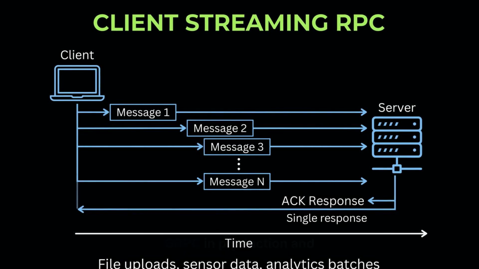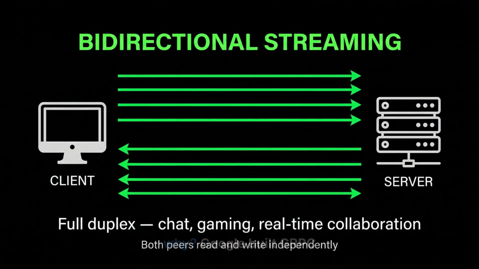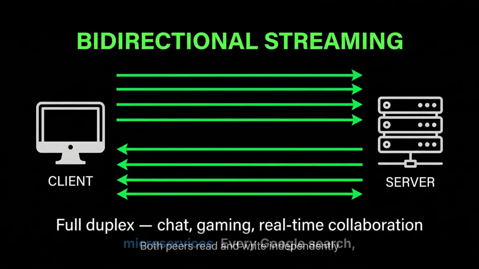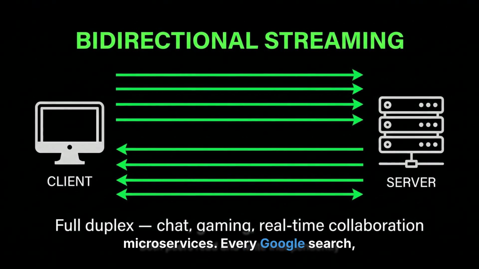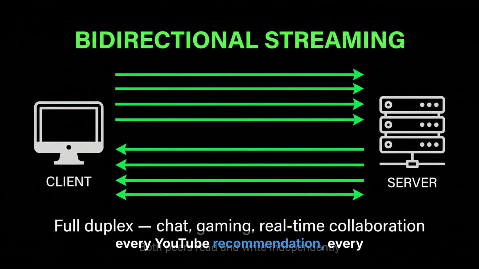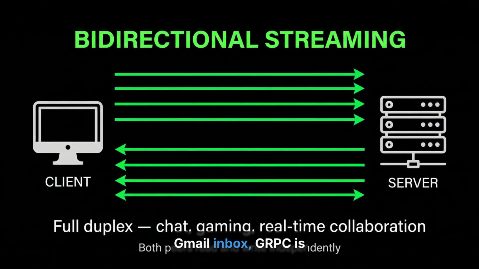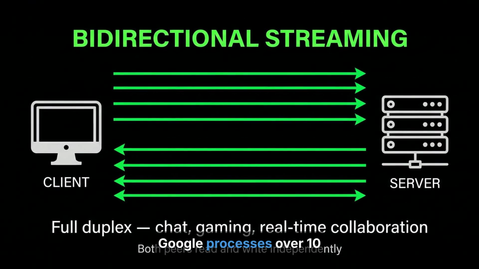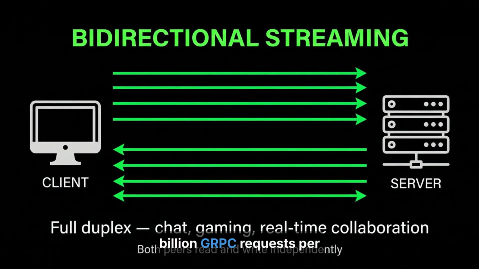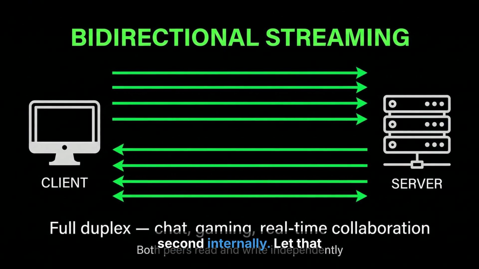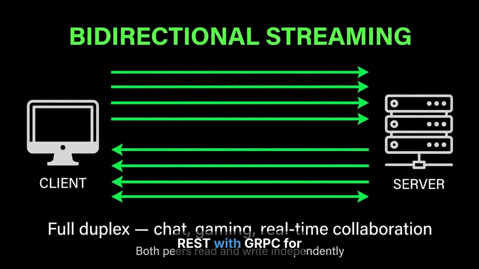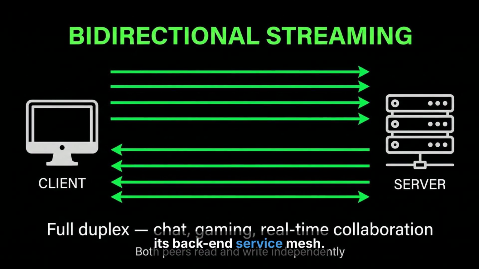Who is actually using gRPC in production and why? Google built gRPC to connect its internal microservices. Every Google search, every YouTube recommendation, every Gmail inbox, gRPC is the backbone. Google processes over 10 billion gRPC requests per second internally. Let that sink in.